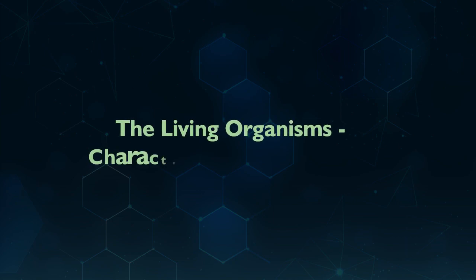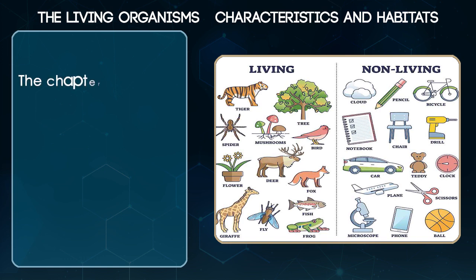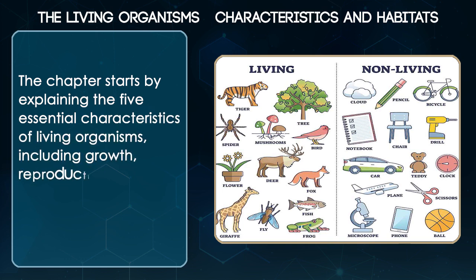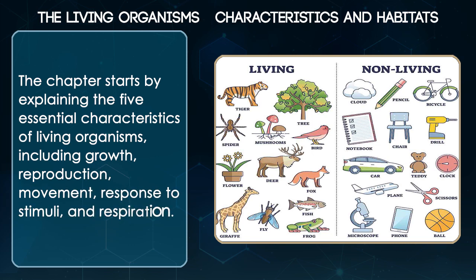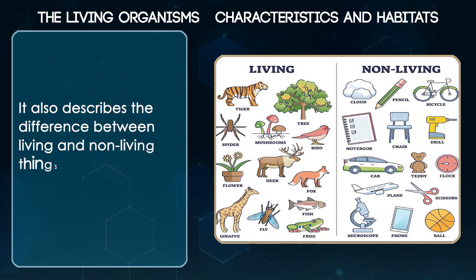The living organisms, characteristics and habitats. The chapter starts by explaining the 5 essential characteristics of living organisms, including growth, reproduction, movement, response to stimuli, and respiration. It also describes the difference between living and non-living things.